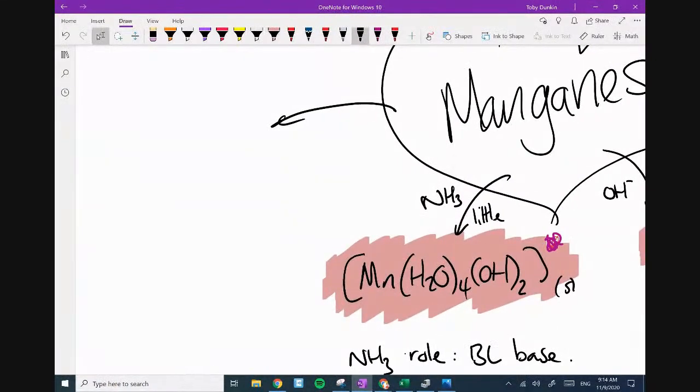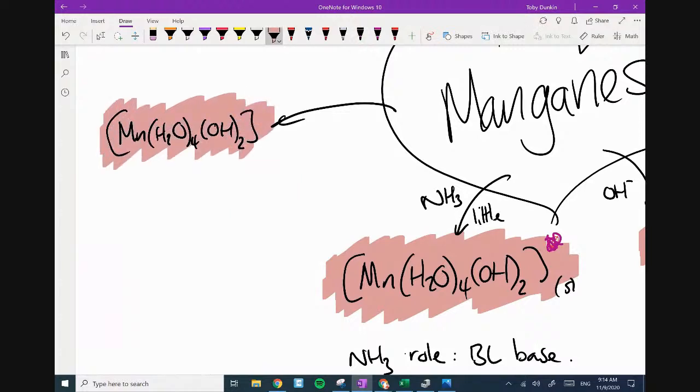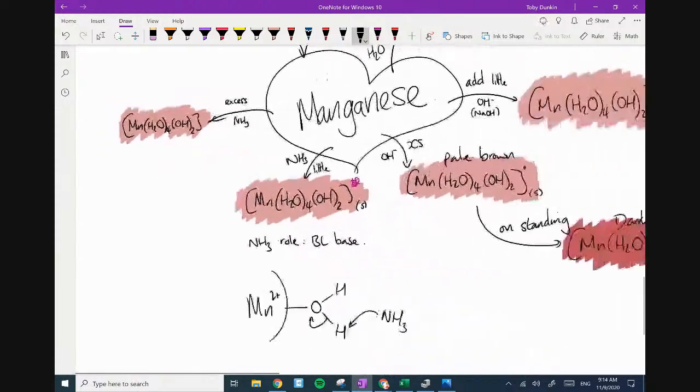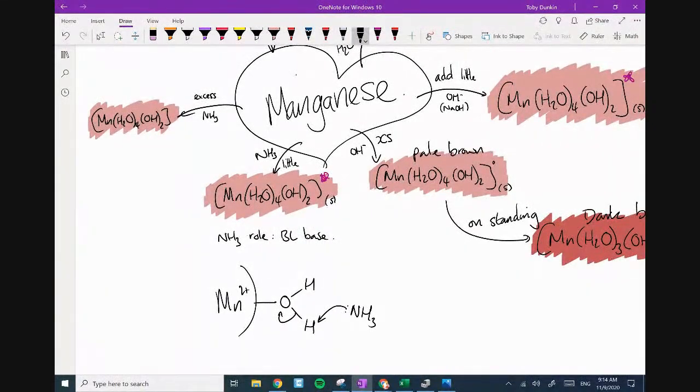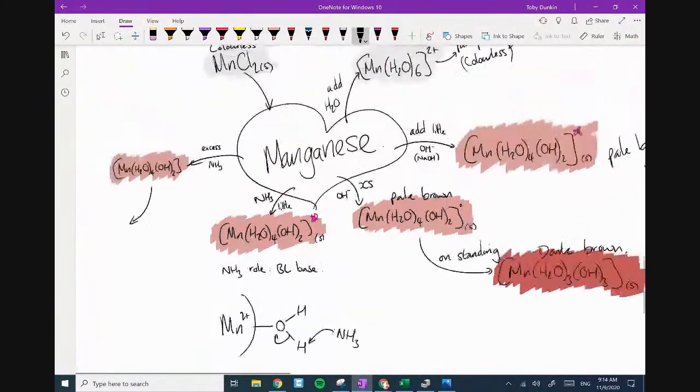So the first thing is, what we're going to form here is exactly the same thing. And guess what it will do on standing? It does the same thing. It forms again the same pale brown precipitate, even with excess ammonia. And then it will do exactly the same thing that the previous one did. It will oxidize on standing.